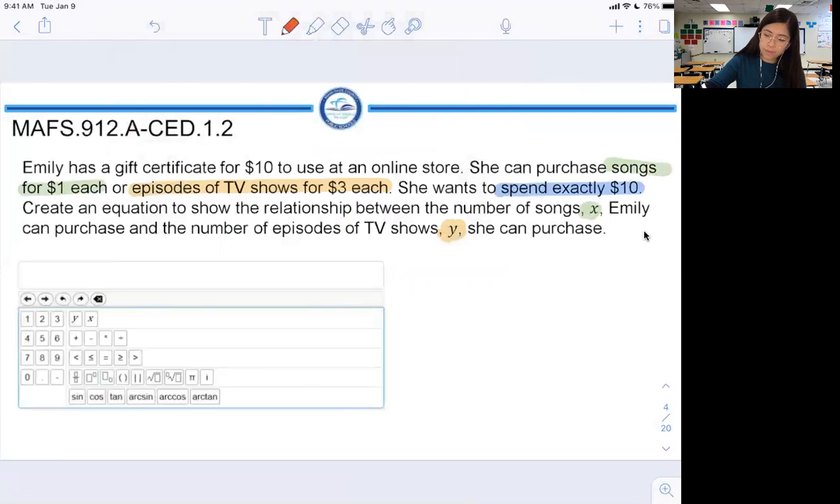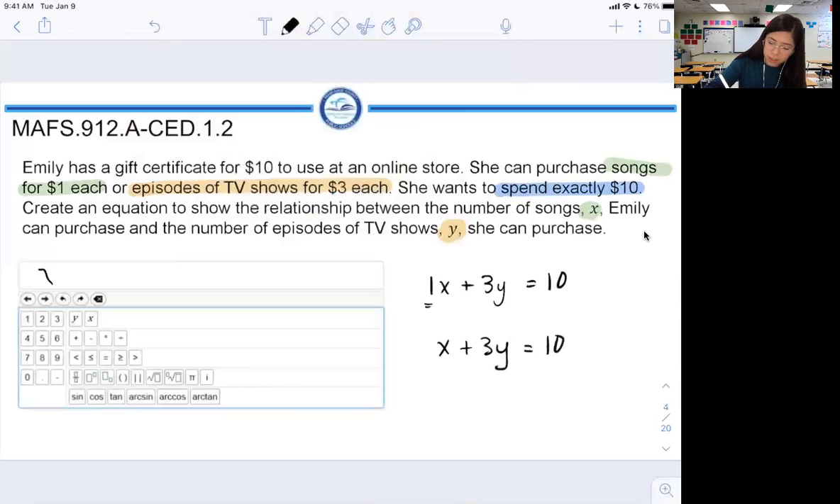And so here we go, my equation, because I have to create an equation for this, it would be 1x plus 3y equals 10. And we can simplify that 1, because remember, anytime you have a 1 in front of a variable, we just simplify that to the variable by itself. So x plus 3y equals 10. That would be my answer, and I would put it in my box.